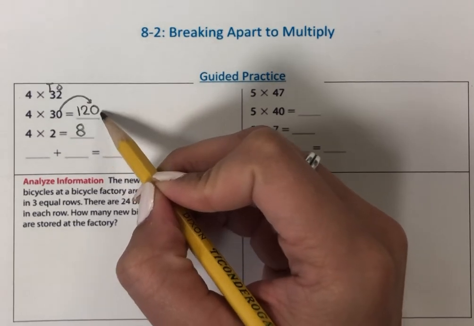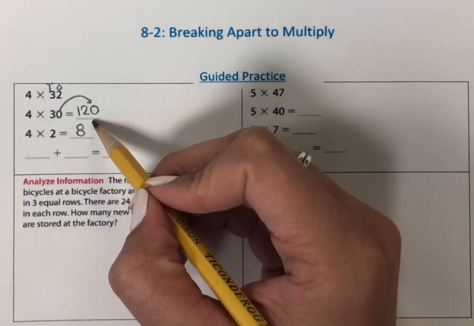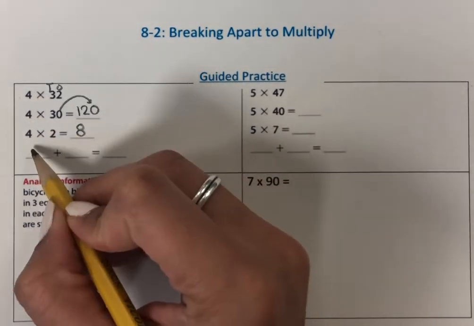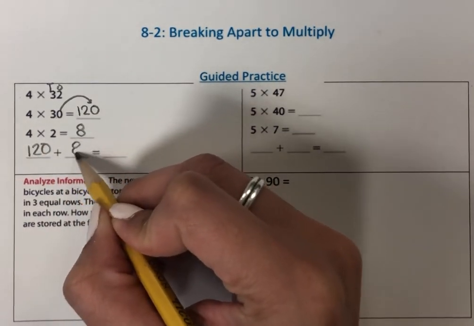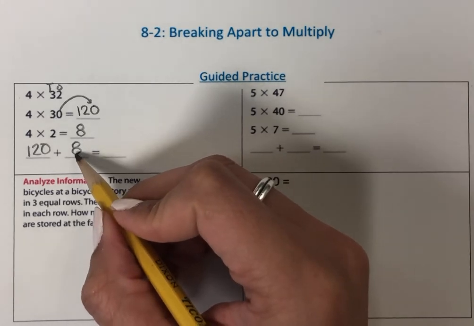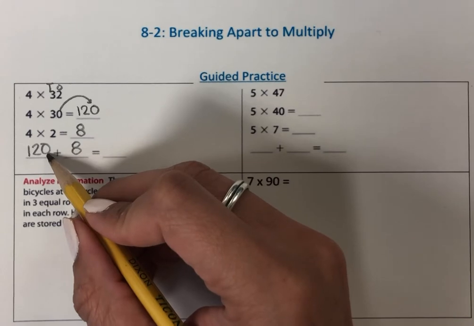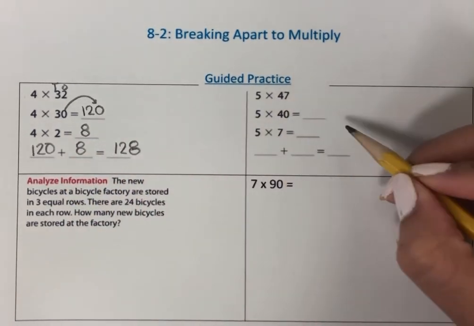120 and 8 are both partial products. Partial meaning part. Products meaning the answer to the multiplication sentence. So they're both part of the answer. We want the total. When we multiply, we're solving for the total. So we're going to have to add our partial products. 120 plus 8, and we can use mental math here and just add it, because when we add with 0, it's going to be that other number in the ones place. So we have 128.